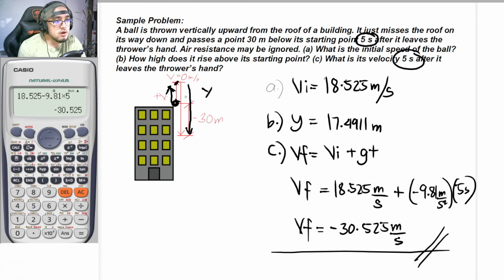So basically, it went up here, then it went down. And because it is going down, this is now its velocity, its VF here, negative 30.525. It just so happens that the 5 seconds we analyzed for E and the 5 seconds for letter C are the same. So this is now our final answer.